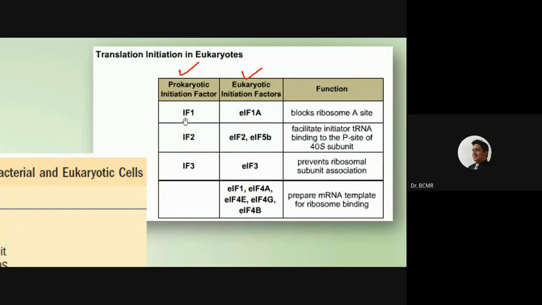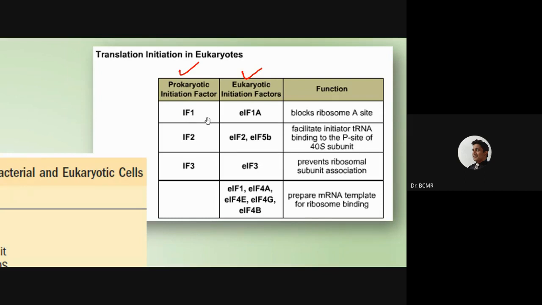So you have IF1. The job of it is to block the A site, and in eukaryotes, the similar factor is called IF1A. As you can understand from the complexity level, prokaryotes are simple. They're fast, efficient, and simple. Eukaryotes are a little complex and sophisticated.